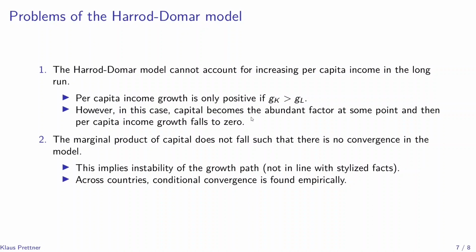You can watch the video on the stylized facts of economic growth, where we've observed over the last 200 years rather stable and constant per capita GDP growth in line with the Kaldor stylized facts. So the model does not fulfill the Kaldor stylized facts, and it also goes against the empirical finding of conditional convergence. Conditional convergence is found empirically, but the Harrod-Domar model would not predict it. So overall, the Harrod-Domar model is not consistent with the stylized facts. It's not consistent with main empirical tests of growth models, and it also cannot really account for long-run economic growth.